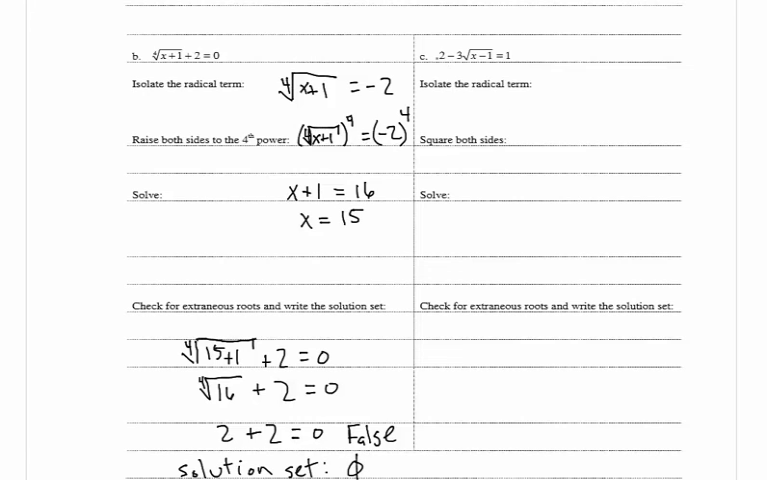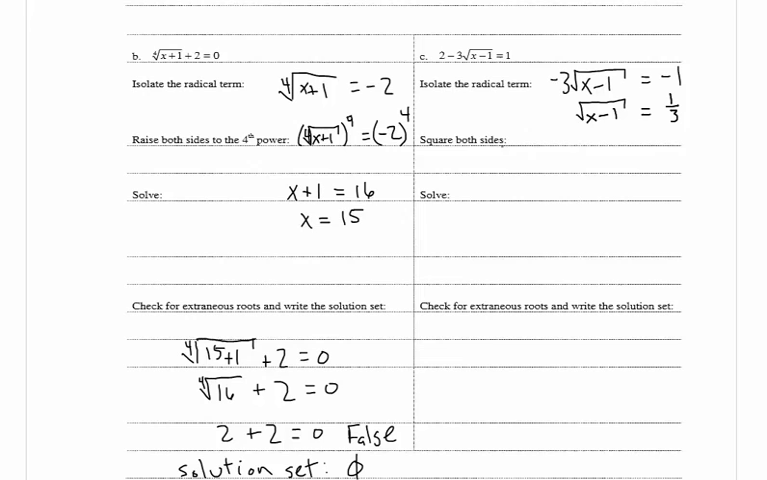In C, we have 2 minus 3 times the square root of x minus 1 is equal to 1. And they want us to isolate the radical term. So the first thing we're going to do is subtract 2 from both sides. So we have negative 3 times the square root of x minus 1 is equal to negative 1. And now we're going to divide both sides by negative 3. So we're going to have the square root of x minus 1 is equal to 1/3.